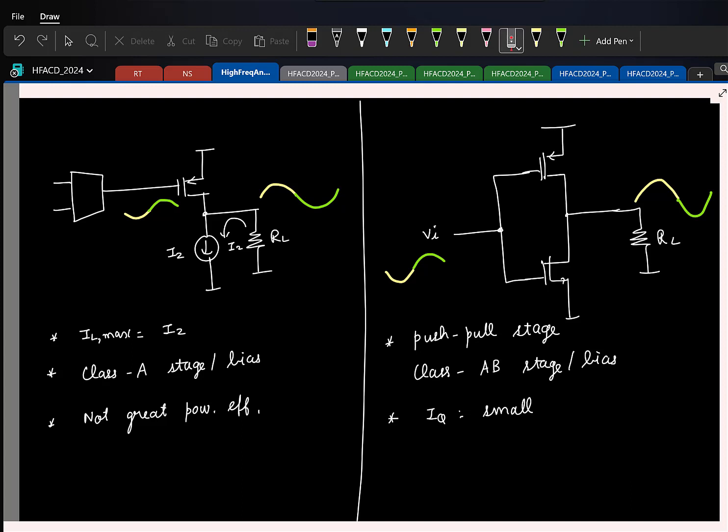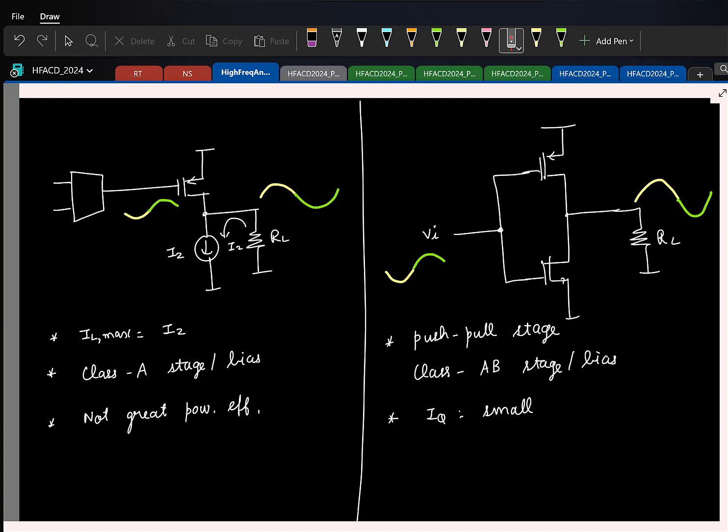But of course nothing comes for free. Now the issue is, if the output has to go higher and higher, as we saw, at some point this guy will go off. So transistors are going in and out of saturation. So what is the issue? It's non-linear, right? It is going in and out of saturation, so it's going to be more non-linear.